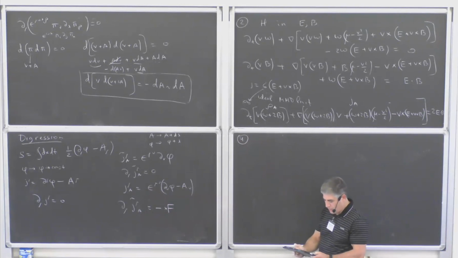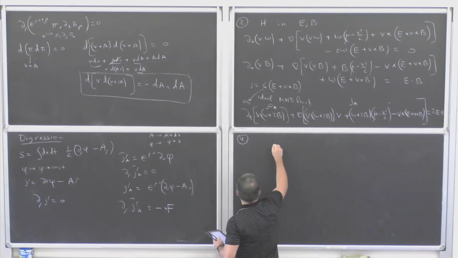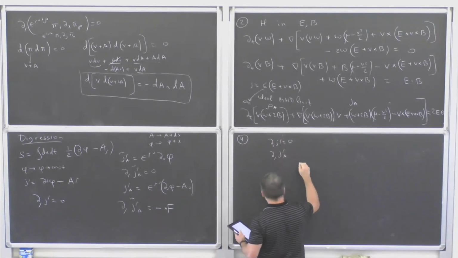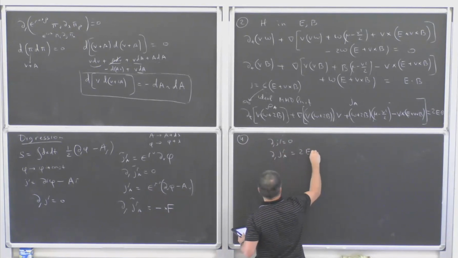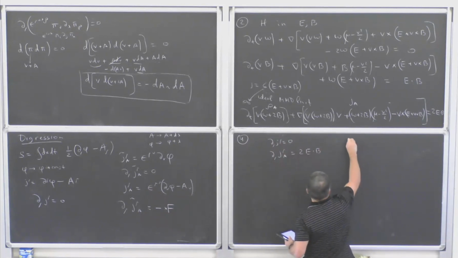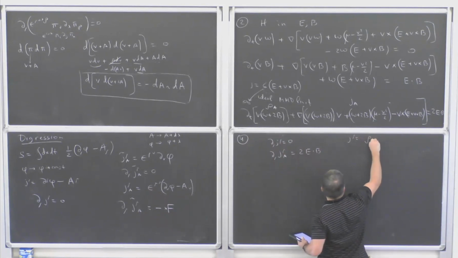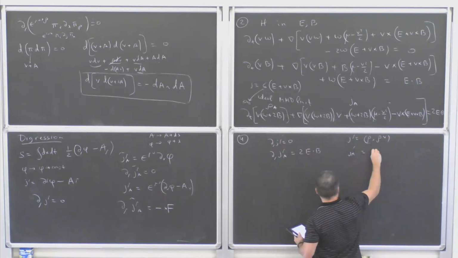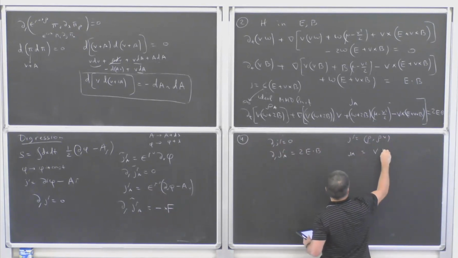So let me skip this. Let me again write my equation: d mu j mu equals 0, and d mu j mu with label xl, I will call it, equals 2 E dot B, and j mu is rho v. These are 4-dimensional notations, and j A mu is v. Well, let me write it in a formal language, omega plus 2B.